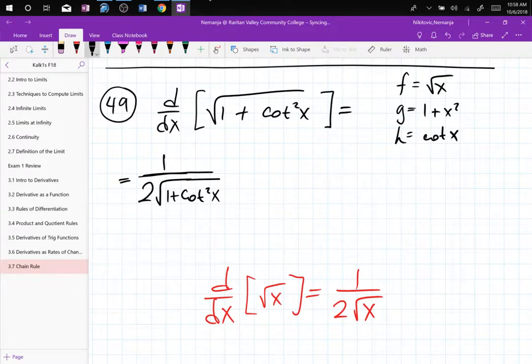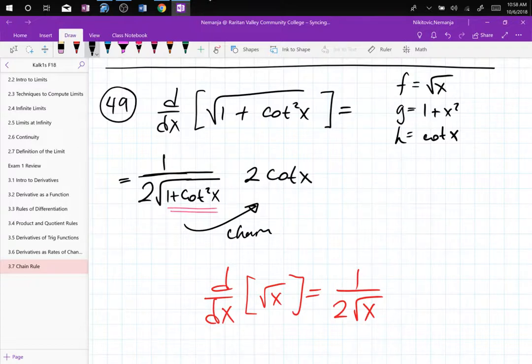So on the next one, I'm going to take the inside over here and do the chain. The derivative of 1 is 0. And the derivative of x squared is 2x, so I have 2 times cotangent x. So that will be the next one. And finally, the derivative of cotangent is negative cosecant squared x.